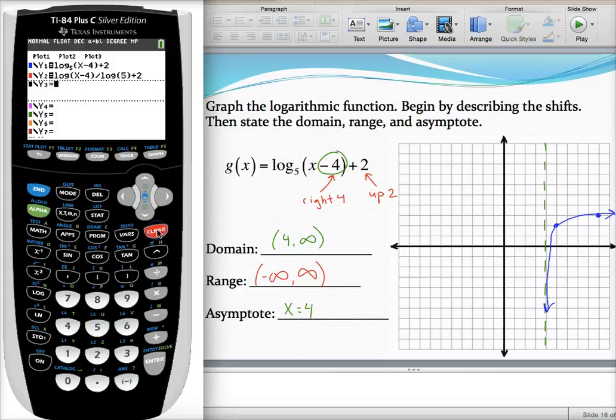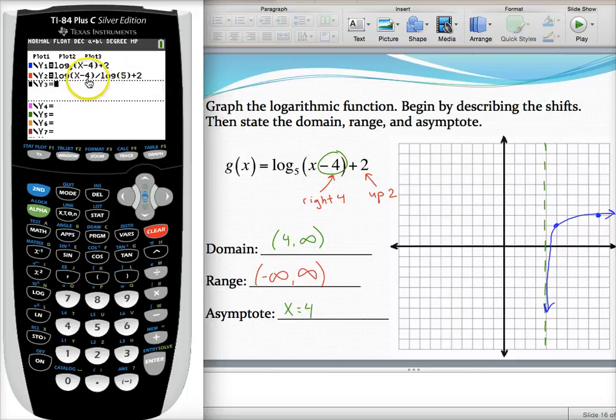If you don't have that option, there is a way to type it in, and I've typed that in Y2 down here. It's a little more complicated, a little more involved, but it works. To do this, you're going to use the log button, which all of you have on the graphing calculator right there.